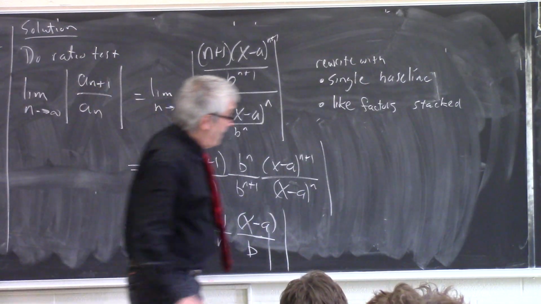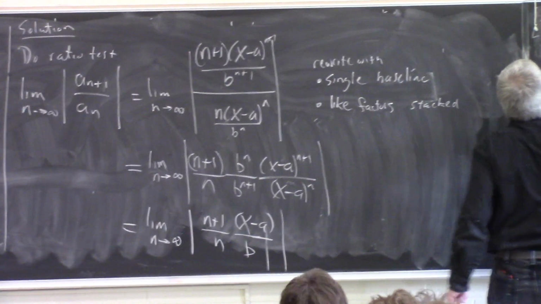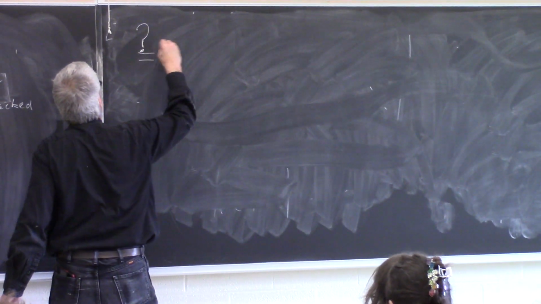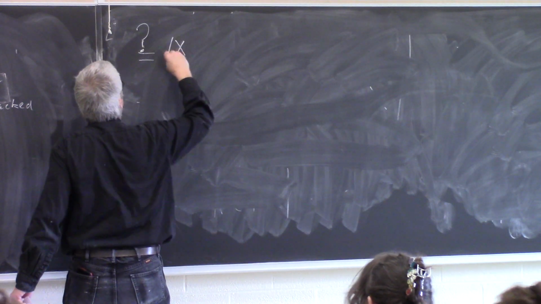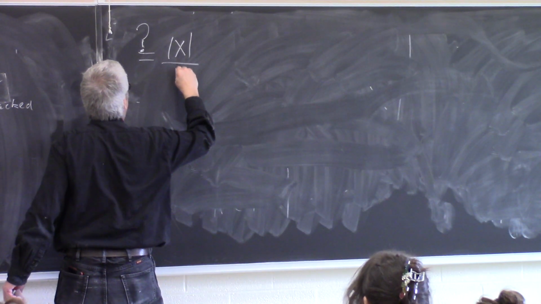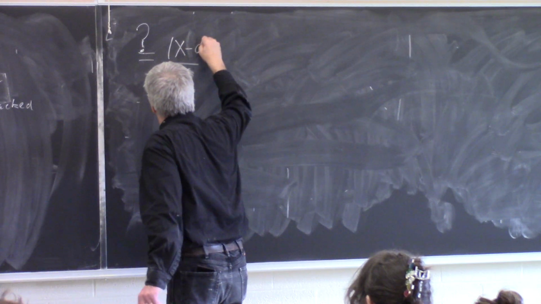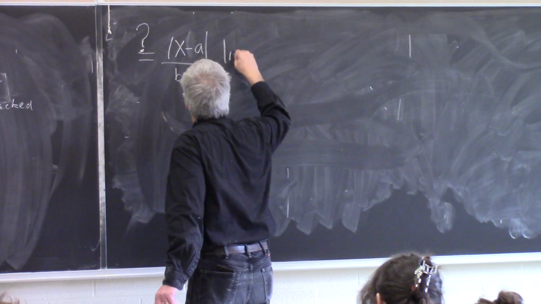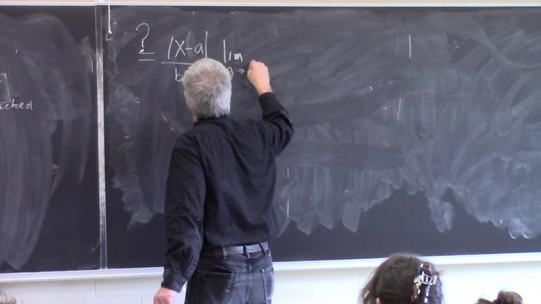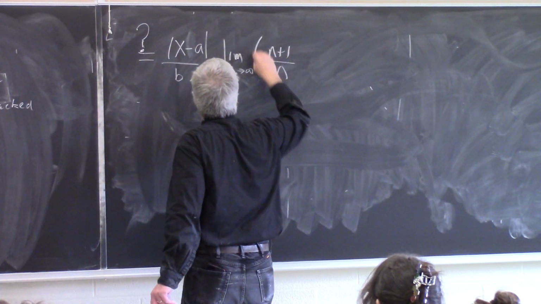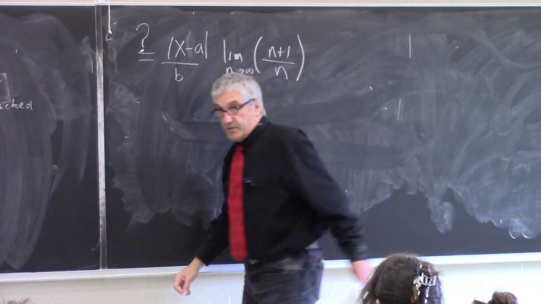But it turns out that that's not given. It's not automatic that we can pull it out. It sure seems like we can do it. When I do that, I end up with an absolute value around the x minus a. And then I have this limit as n goes to infinity of n plus 1 over n. And I don't need absolute values because n is a positive number.